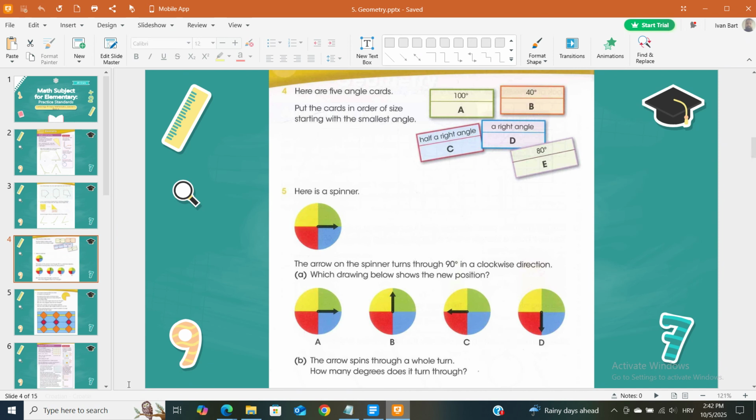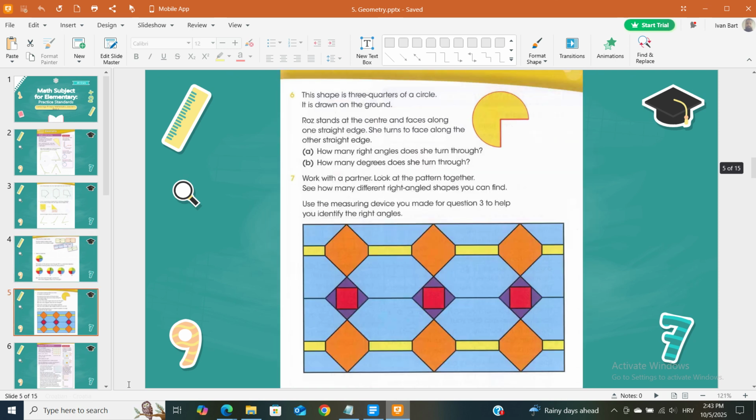5. Here is a spinner. The arrow on the spinner turns through 90 degrees in a clockwise direction. A. Which drawing below shows the new position? B. The arrow spins through a whole turn. How many degrees does it turn through?